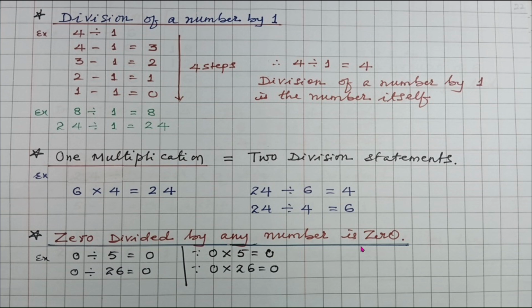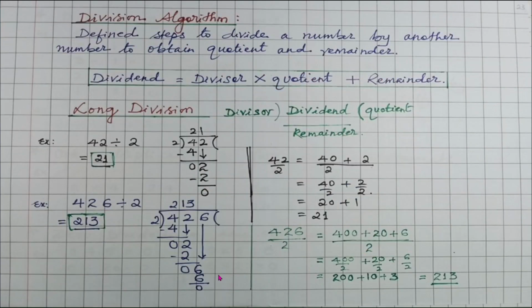Now 0 divided by any number. When I divide 0 by 5, I get 0 because we know that 0 into 5 is 0. 0 divided by 26 is 0 because 0 into 26 is 0. When a number is multiplied by 0, it is 0. Therefore when we divide 0 by a number, we should get 0. That is a very important conclusion.